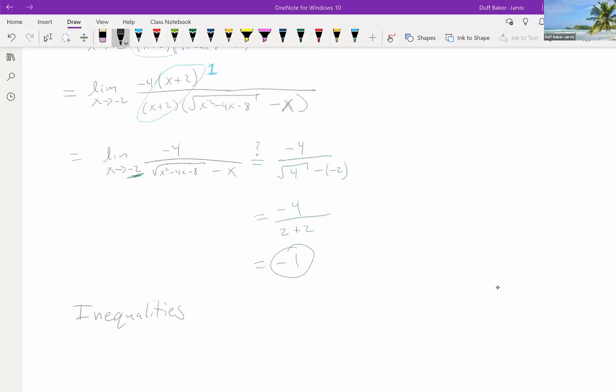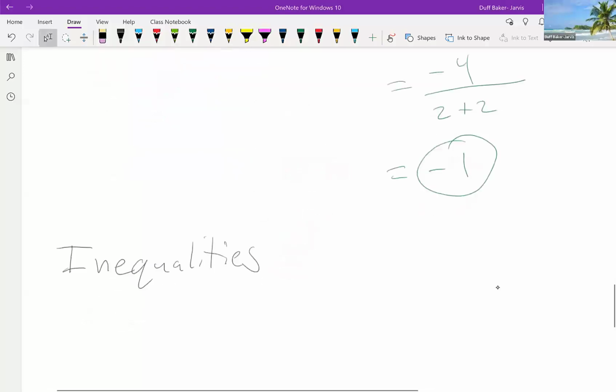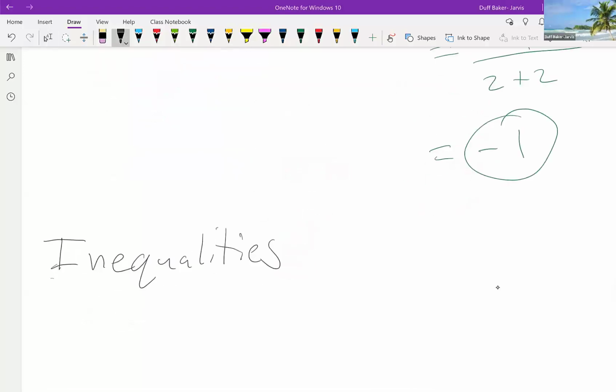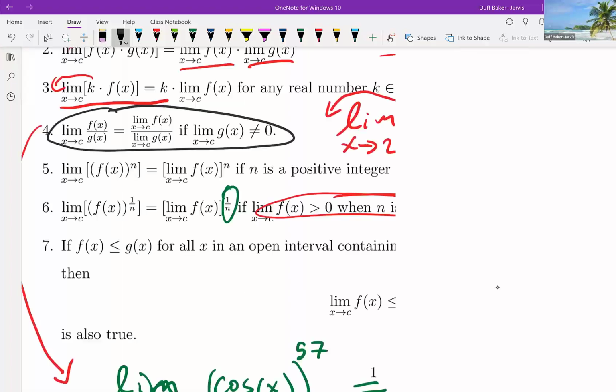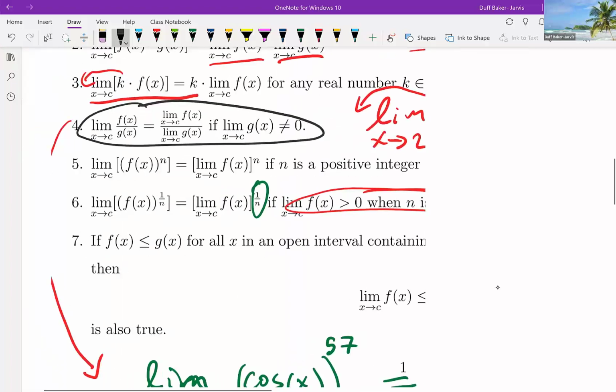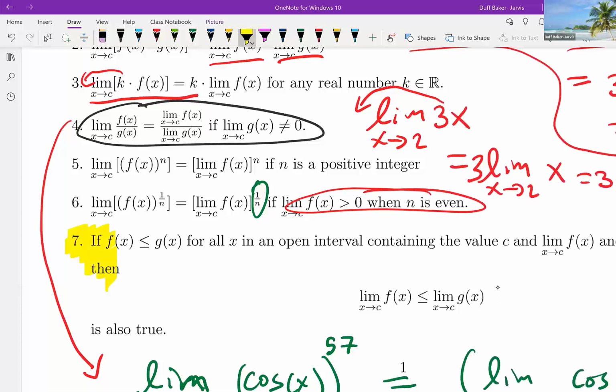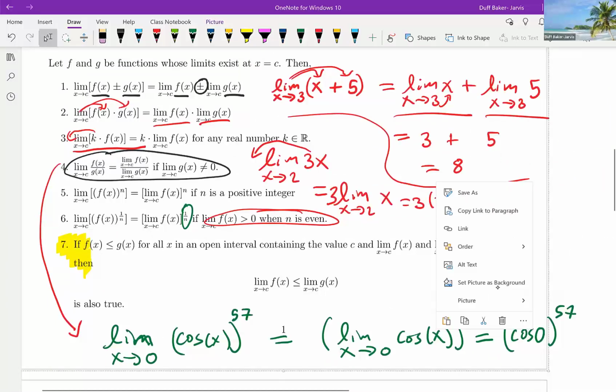Alrighty, so there was one limit law I haven't mentioned yet. And it had to do with inequalities, which I know you guys love. But let me show it to you on the summary sheet. It's the very last one. It's number 7 here. So we're talking about number 7. Okay, so what this one says, let's see if we can get it so we can read it.